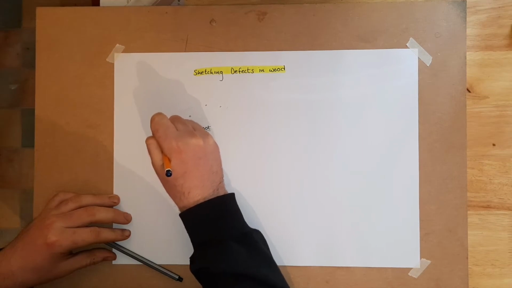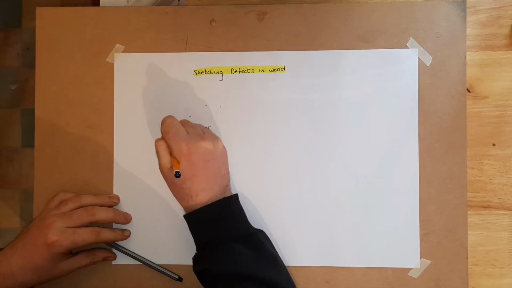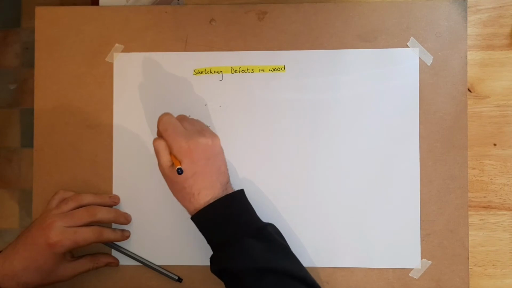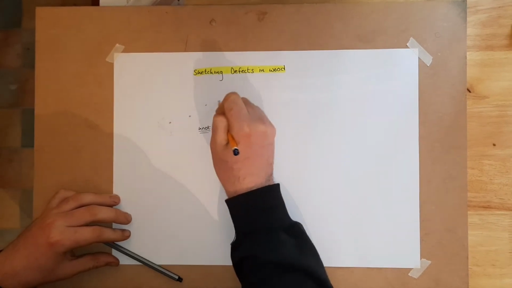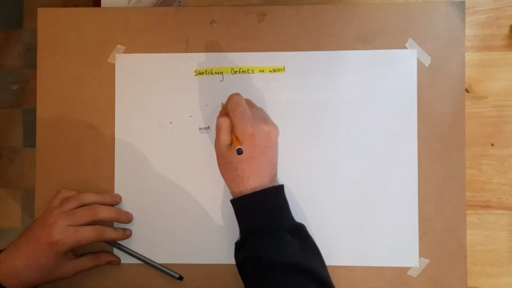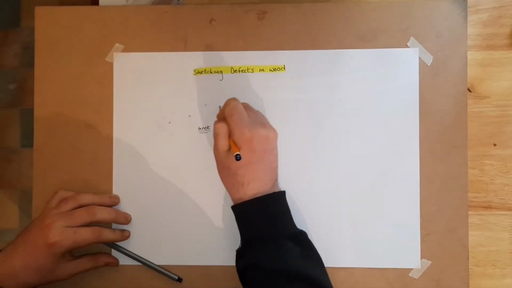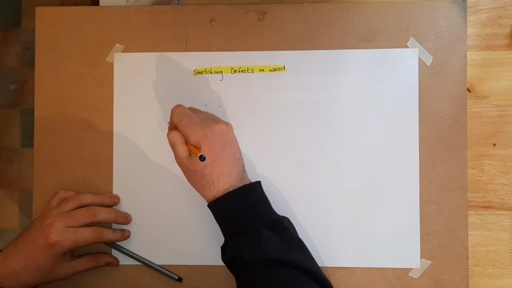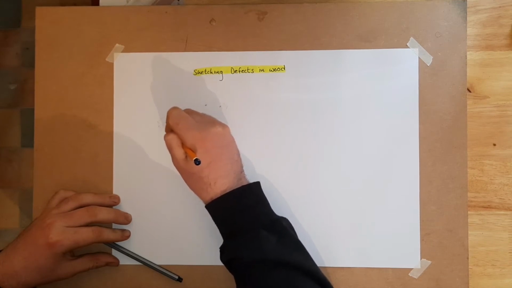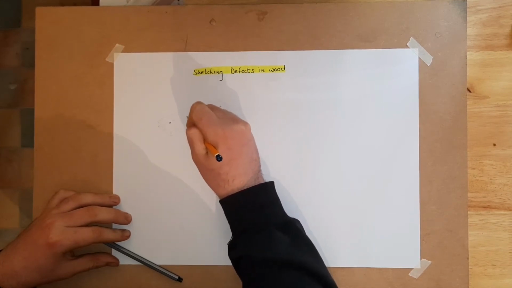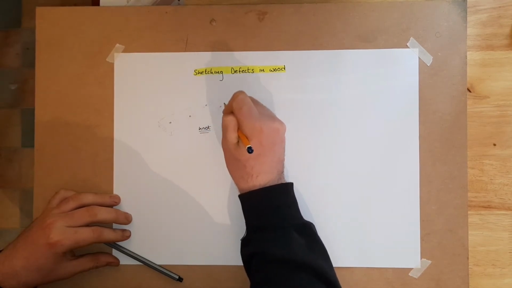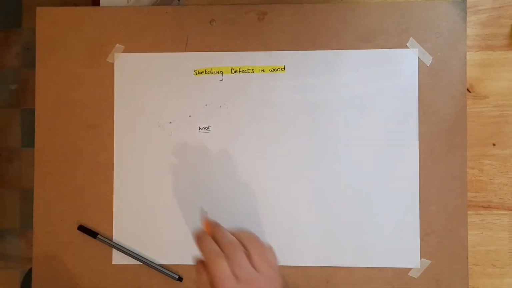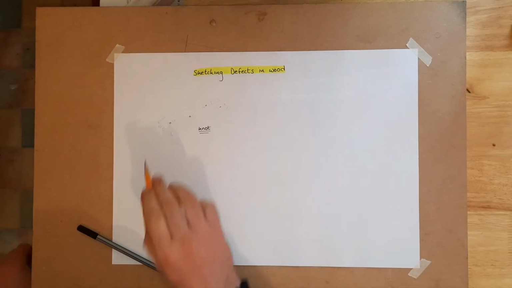Here's our end grain here. Making sure to draw in all our grain marks of our timber. Sometimes on our knot we could have grain marks coming out from our knot, like so. And that's an example of a knot. Make sure to show our end grain.